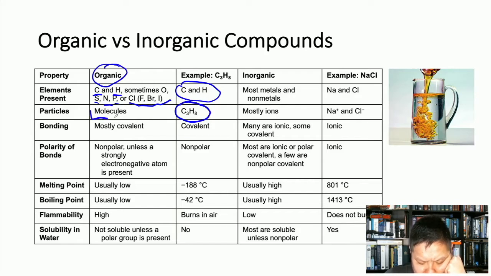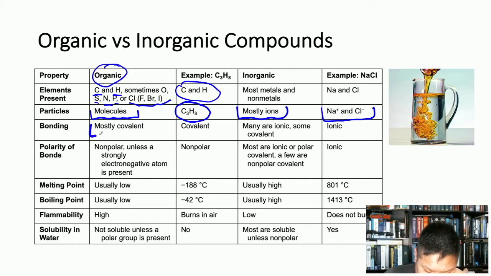These are mostly molecules, right? Well, actually, I take that back. All organic compounds are molecules in their natural state, the way you see them. But inorganic compounds are mostly in ionic form, like they're in ion form, like the sodium cation or the chloride anion.